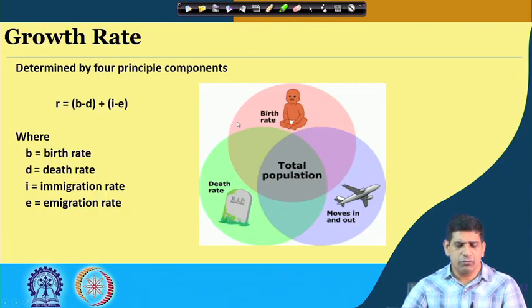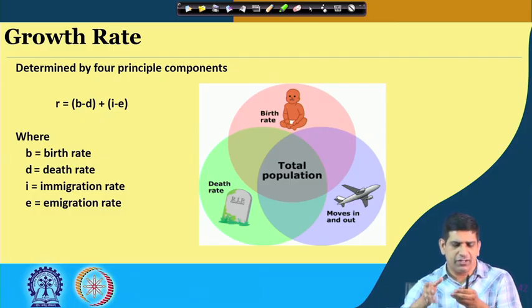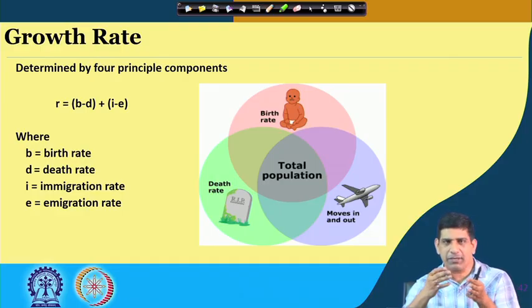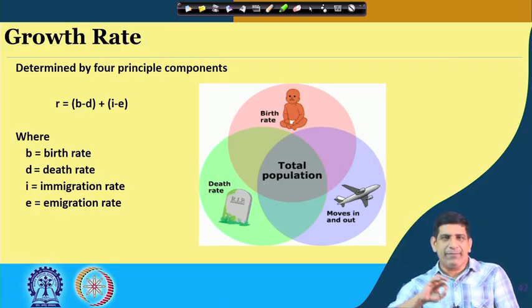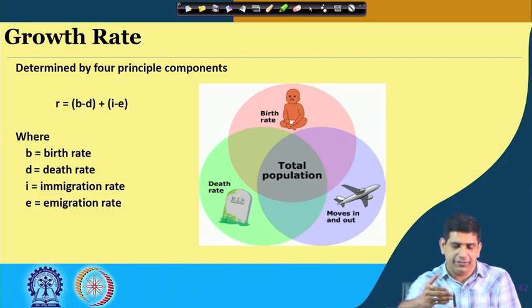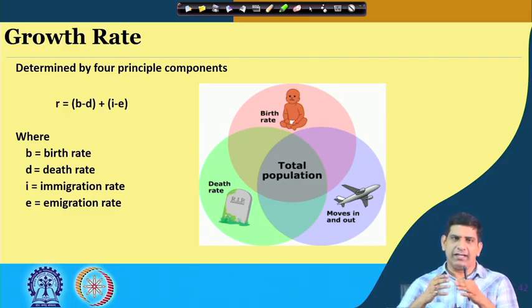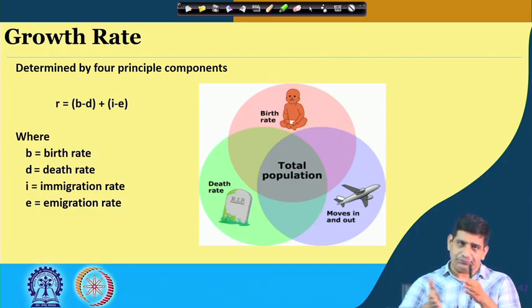We can use that. So growth rate, that R, is defined by 4 factors. So there are 4 principal components. Now what are those 4 components? Birth rate, death rate, immigration rate, and emigration rate. So there are I and E. I is the immigration, the people coming into the country. E is the emigration, people going out of the country. So these numbers are important. For a country like India, we actually have more people going out of the country than people coming into the country. So our E will be higher, I will be lower.